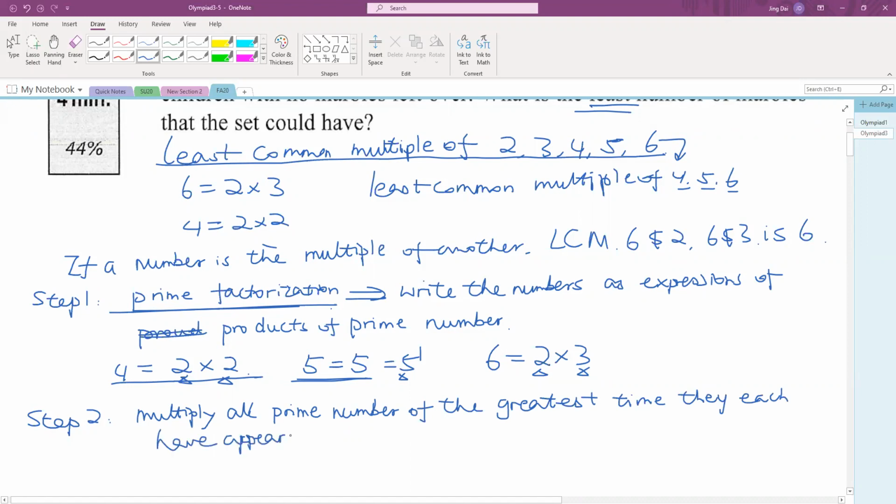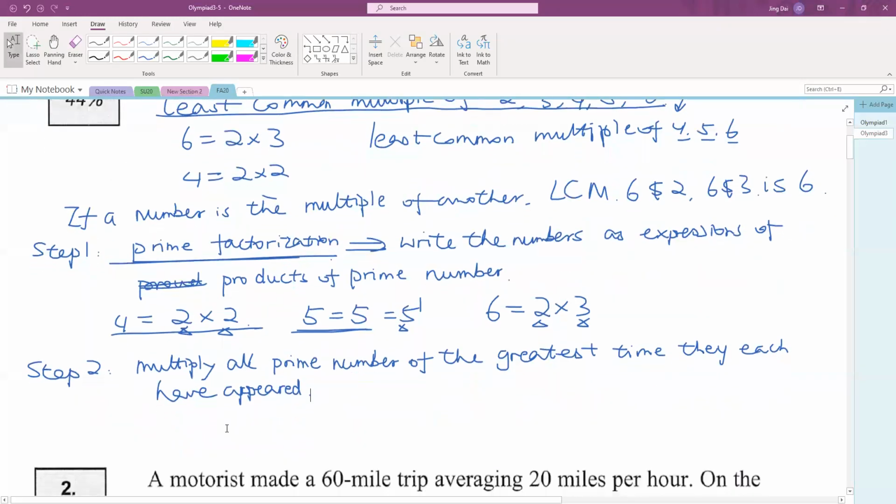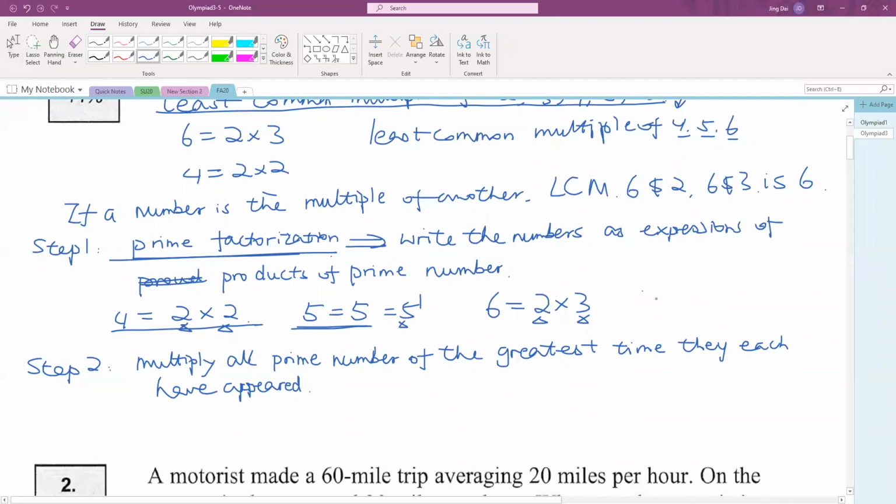So what do I mean by this? We need to multiply not just 2 times 5 times 3, but 2 has appeared twice in 4. So we need to multiply 2 times 2 times 5, times 3. Not just once, but twice, okay? The greatest number of times it has appeared in any of these numbers. So we get 60 here, okay?